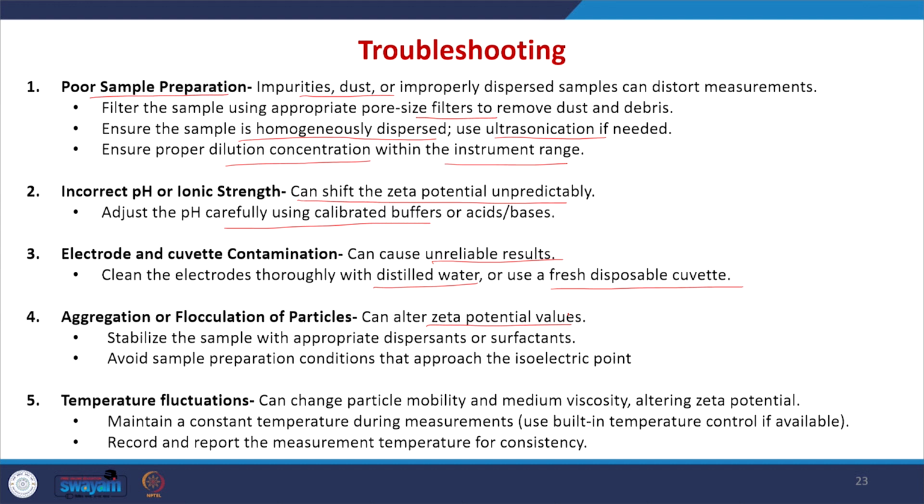The fourth one is aggregation of particles, which can alter the zeta potential values. For that, stabilize the sample with appropriate surfactants and avoid sample preparation conditions that approach the isoelectric point. So, as I told earlier, if the sample is at the isoelectric point, then it tends to aggregate.